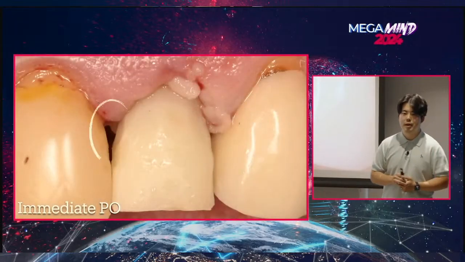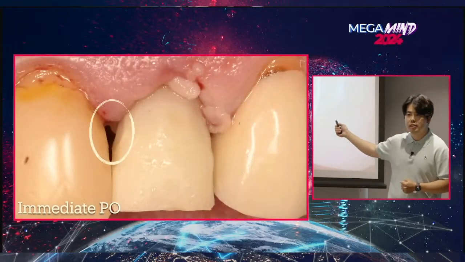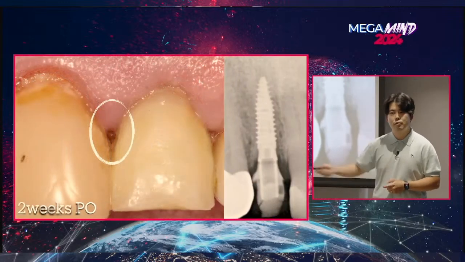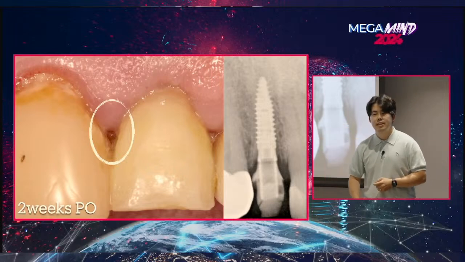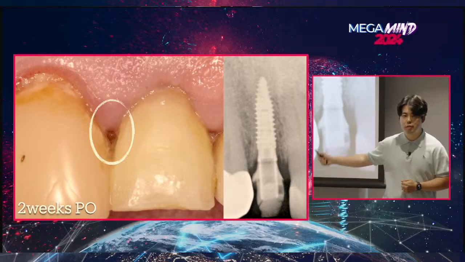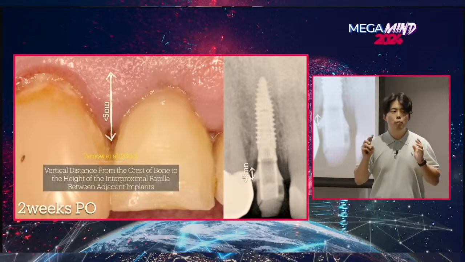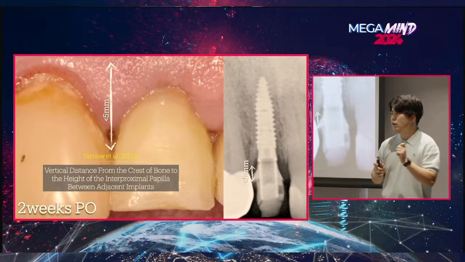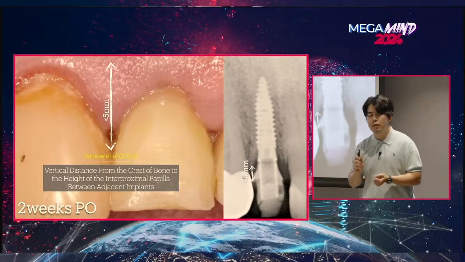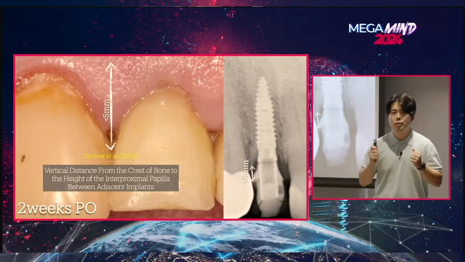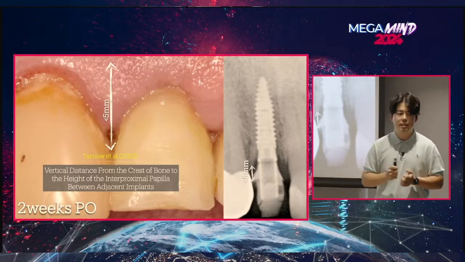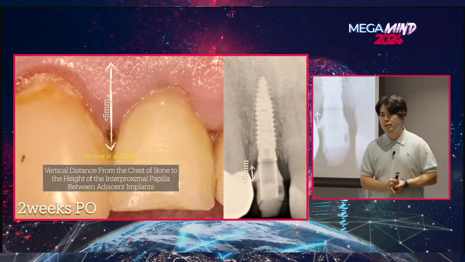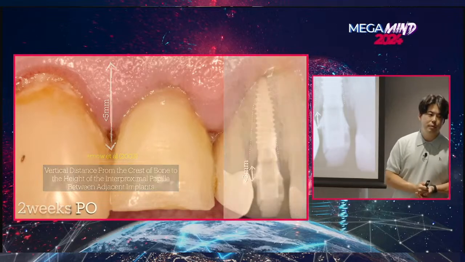And this is the provisional in the mouth. Now notice the black triangle here. This is not a mistake, because in about 2 weeks, you can already see the papilla filling in. And this is not magic. This is actually predictable, because once we understand Tarnow's rule, if we create the contact point within the biological limits from the interproximal bone, we know the papilla will fill in given the space. An X-ray also shows a stable bone level with the socket shield visible behind it.